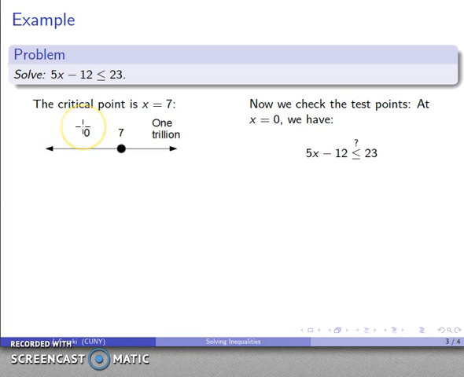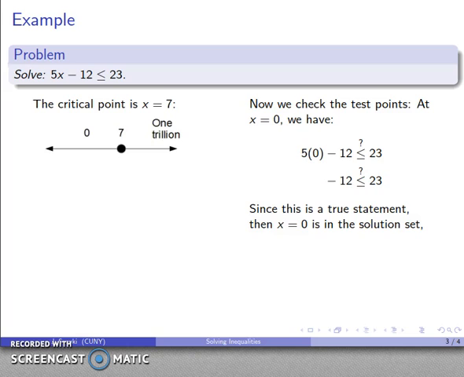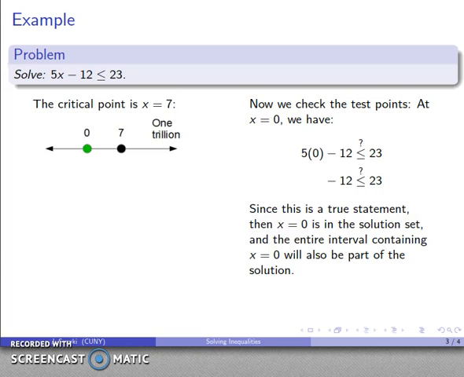Our test point x equals 0, I'll see if 0 satisfies the inequality. So if x is 0, I'll check it out. X is 0, that's going to be negative 12. Is it true that negative 12 is less than or equal to 23? So, well, it's a true statement. So that means that 0 is part of the solution. I'll go ahead and fill that in. And also any part of the interval that contains 0 is also going to be part of the solution. And that interval, the only boundary is right here. So it's going to include everything up to 7 and everything over to the left. So I'll shade that in.